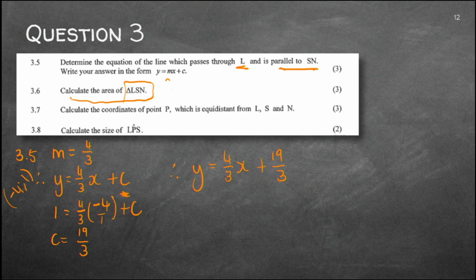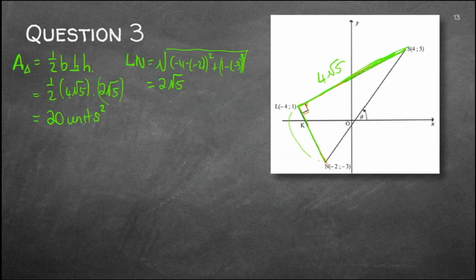So let's go back. So we've got that. Now they say calculate the coordinates of point P, which is equidistant from L, S, and N. And then the size of LPS. We'll get to that now. Very important. So there's a point P on this graph that is the same distance from L and S and N. So if I were to consider N and S and get a coordinate that's the same distance from them, it would be the midpoint. But how do I know whether it's the same distance to L?